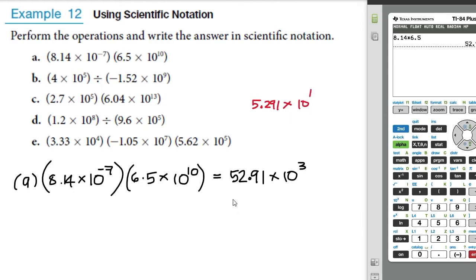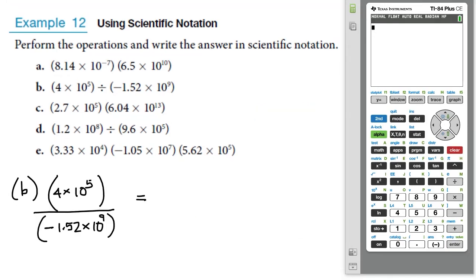So if you wanted to think about this, and I'm going to write this intermediary step in red here, is how I'd think about this. I've got to leave it in scientific notation. So that's 5.291 times 10 to the power 1 times 10 to the power 3. And then, of course, that's my mental step. I would add the exponents on the 10. So this is 5.291 times 10 to the power 4.